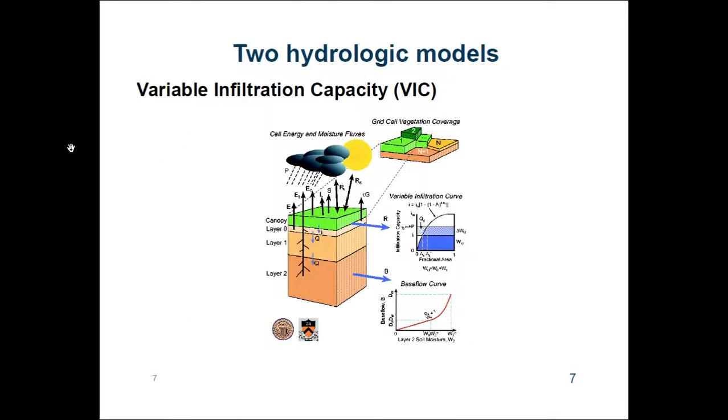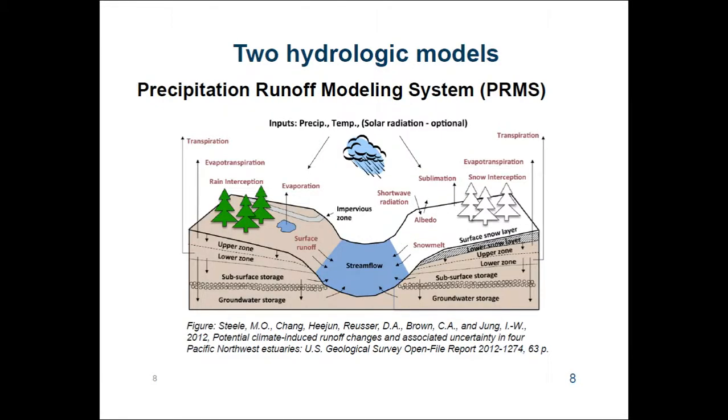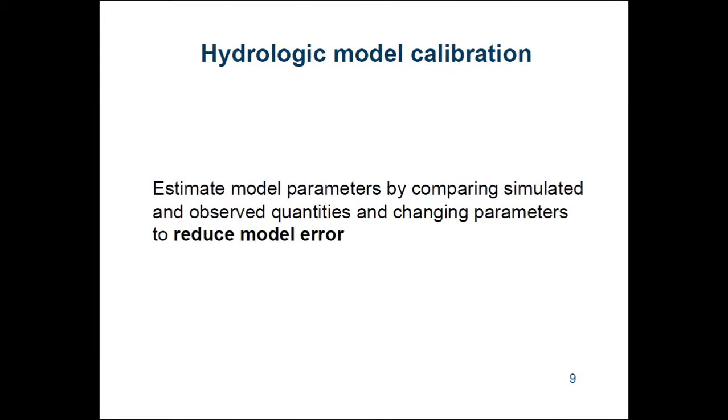And so the 2 models we'll be running are the Variable Infiltration Capacity model, the VIC model, and the Precipitation Runoff Modeling System, PRMS. And so the first part of this talk is about the calibration of those models. And in general calibration, the idea is that we're comparing your hydrologic simulation to an observed quantity. In this case, we're calibrating to streamflow.